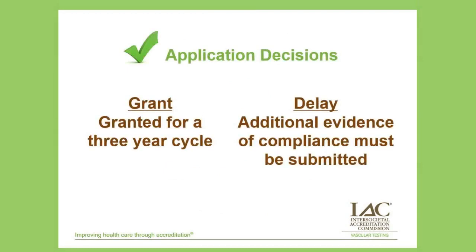2 decisions can be made. The facility can be granted, which means you are granted for a 3-year cycle, or delayed, which means additional evidence of compliance must be submitted. This does not mean that you were denied. This just means that we want you to raise the bar a step ahead.